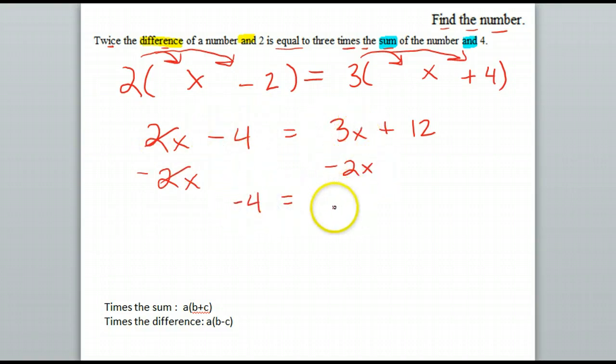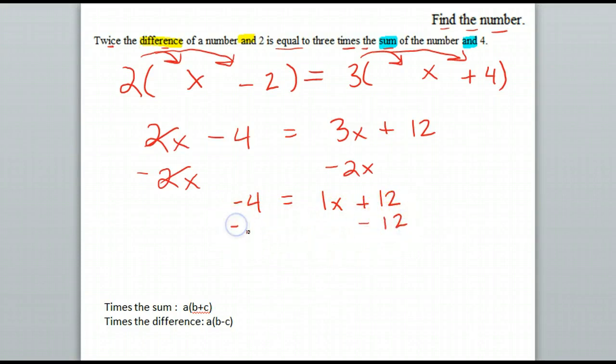3x minus 2x is 1x, and it's fine if you put the 1x there. But I do want you to understand that 1x means 1 times x, and 1 times anything is just x. Alright, now that I've put my variable on the right, that means I need to put my numbers on the left. So I need to get rid of this 12.